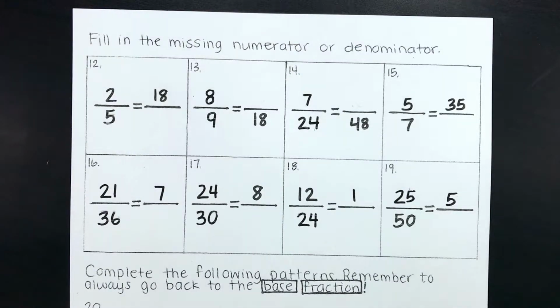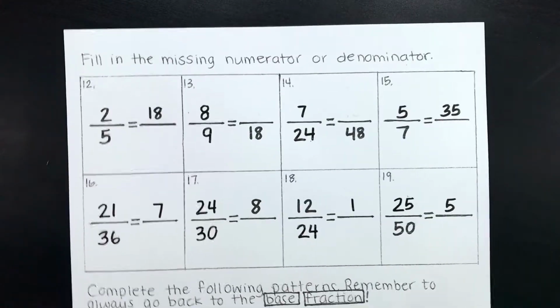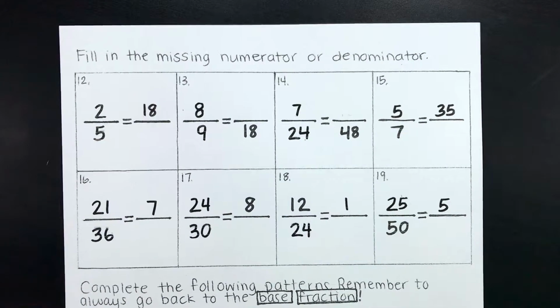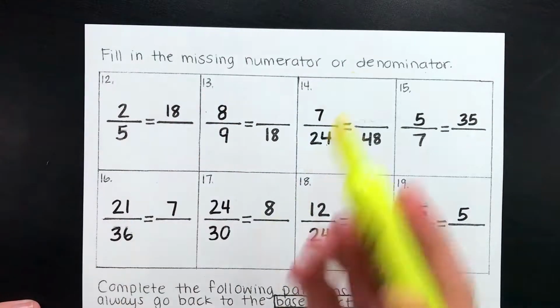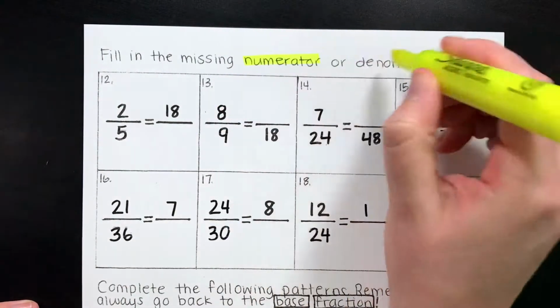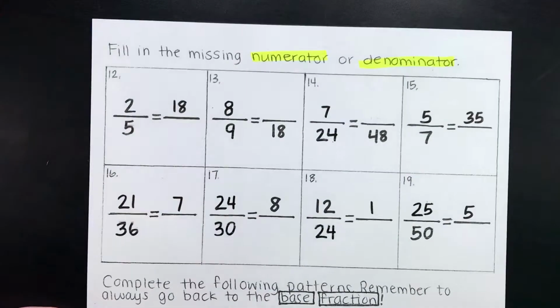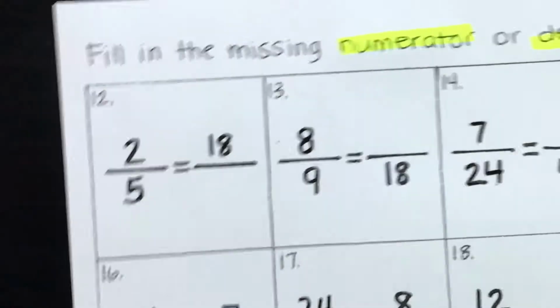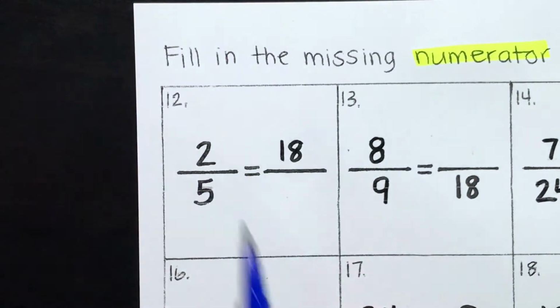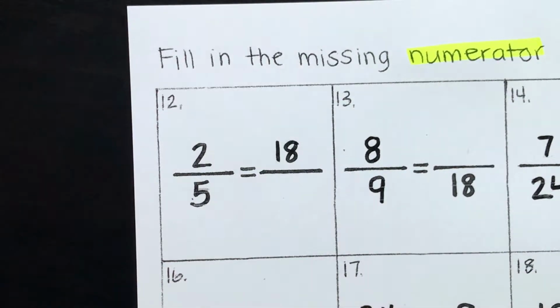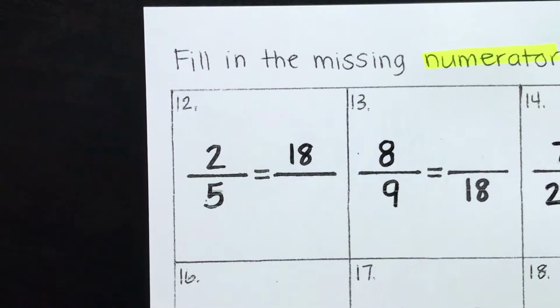Okay, so now let's make sure we focus back in on the directions. So it says fill in the missing numerator or denominator. Those seem like important parts to me, so I'm going to highlight them. And let's zoom in on our first problem. So here we have 2/5 equal to 18 over blank. We don't know what that is. That's what we need to figure out. It's kind of like the mystery number.